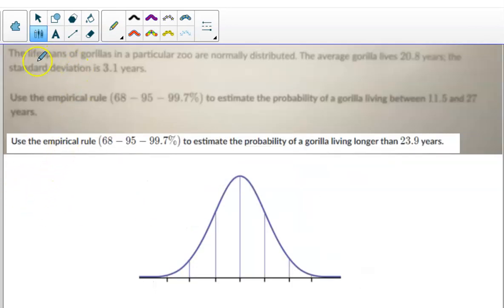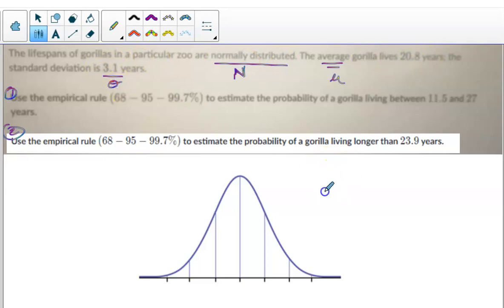Here's the question. And depending on what question you got, there's different variations on Khan Academy. I'm just going to answer this one and this one. There's two, but they're very similar. The lifespans of gorillas in a particular zoo are normally distributed. So now it tells you that you're allowed to use the normal distribution and the 68, 95, 99.7 rule. The average, this is your mean, is 20.8 years. The average gorilla lives 20.8 years. The standard deviation is 3.1 years.